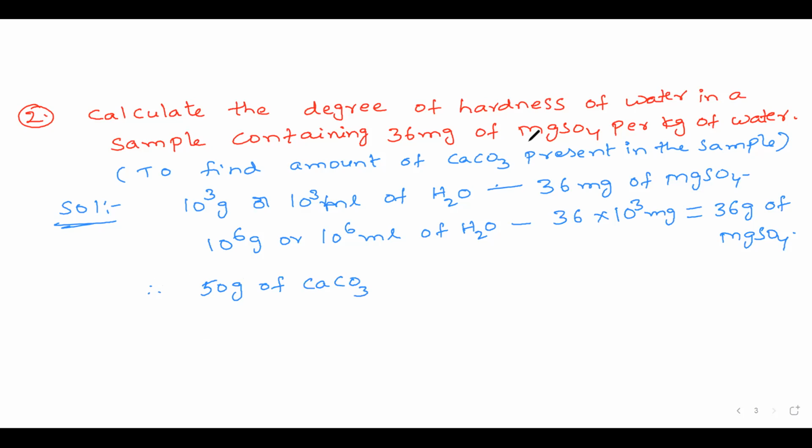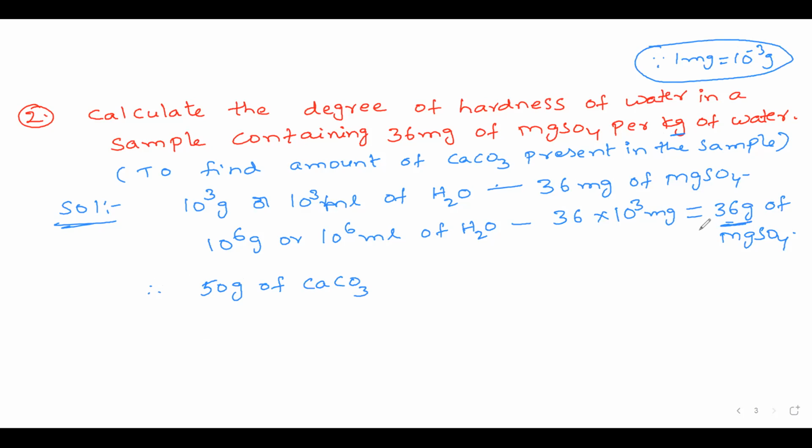Because first we have to convert the given per kg they have given. So, we have to convert for per million parts of water. Per million parts of water means you have to multiply with 10 to the power of 3. So, 36 milligrams into 10 to the power of 3 is equal to 36 grams, since 1 milligram is equal to 10 to the power of minus 3 grams. So, we can take this.